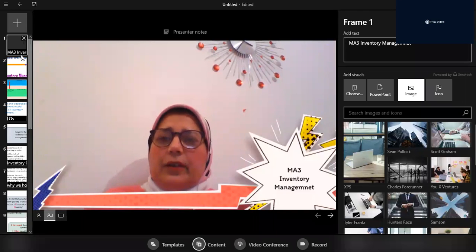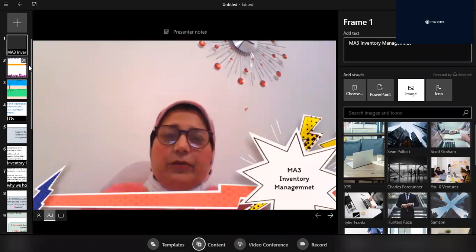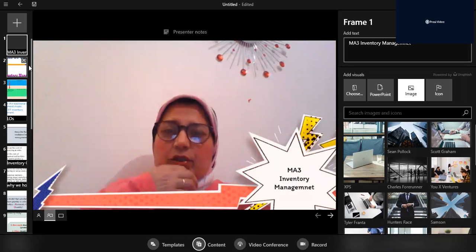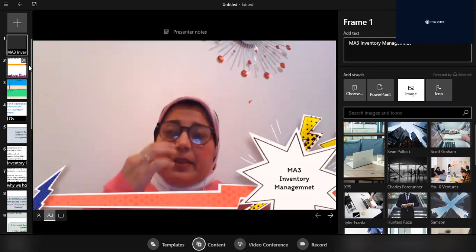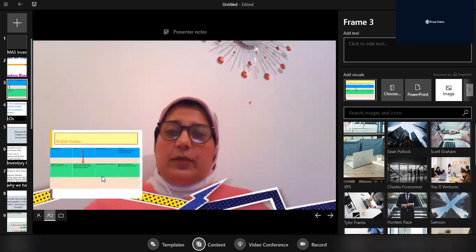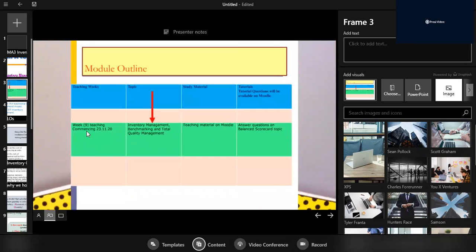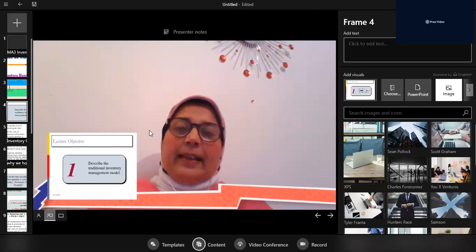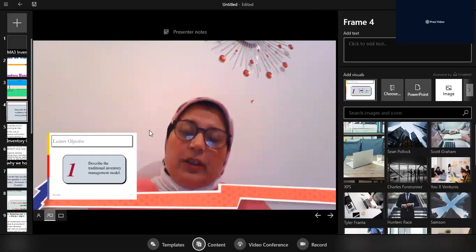Okay, hello everyone. This should be the topic of inventory management. I will try in this topic to just cover the topic of inventory management according to the module outline. As you can see here, we're commencing the 23rd, covering inventory management. What I'm going to do is cover what a traditional inventory management model means, and then I will move to the just-in-time model.